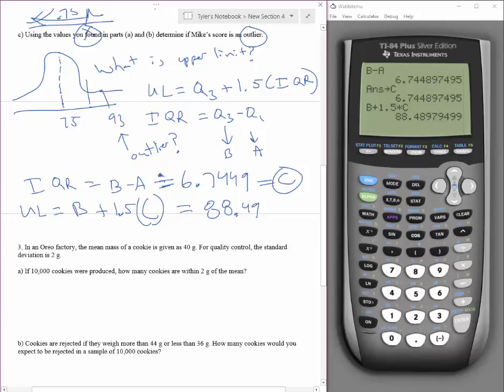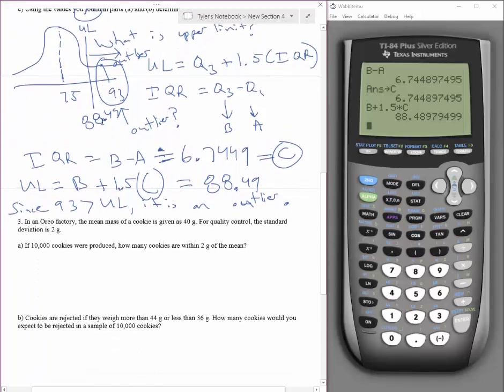So this 88.49 is going to be here. Remember the upper limit? This is my upper limit. Then anything to the right is an outlier. So the score of 93 would be an outlier, right? Since 93 is greater than my upper limit, it is an outlier. So we would say, yes, it's an outlier. So Mike's score is an outlier. That's how we would determine that.